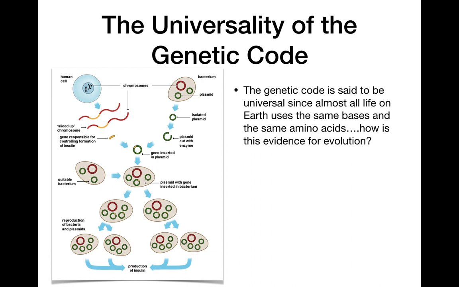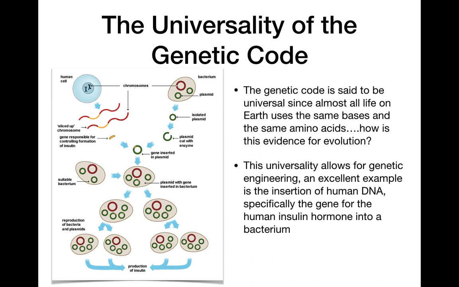There's more than one way to communicate information biologically. This is just the one that evolved first and everyone kind of kept using. This universal DNA is really great for genetic engineering. A great example of this is we can actually insert human DNA into bacteria. A great example is to take the human gene for the hormone, put it inside bacterial plasmids, their DNA, and then that makes them produce human insulin.